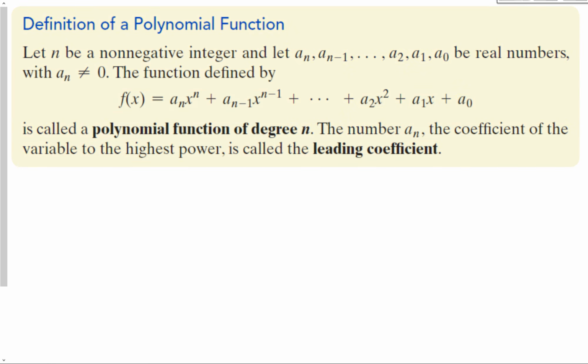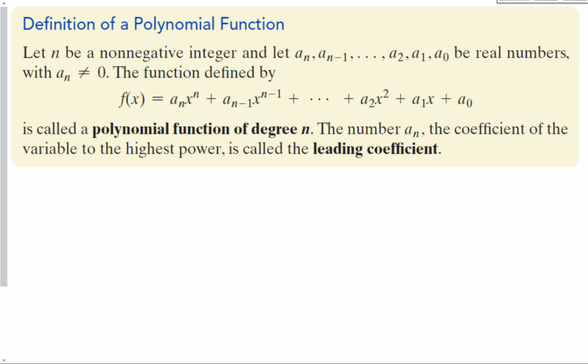So let n be a non-negative integer, and let a sub n minus 1, all the way down, right? We're subtracting subscripts, so all the way down to a sub 2, a sub 1, a sub 0. Let all of those be real numbers, with a sub n not being equal to 0, right? This first term in the front not being equal to 0. A polynomial function is defined, and it looks intimidating, but it's really not when you look at it.